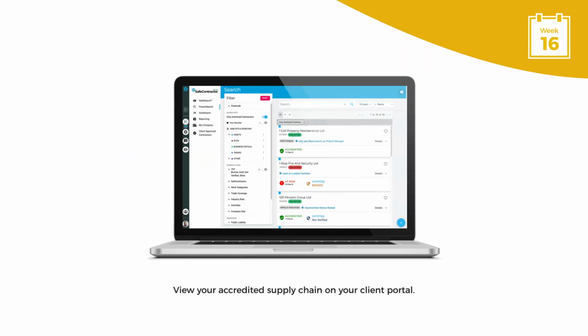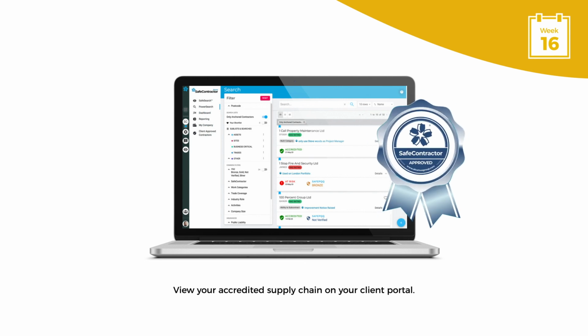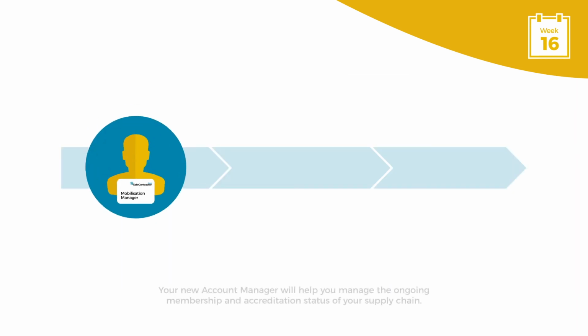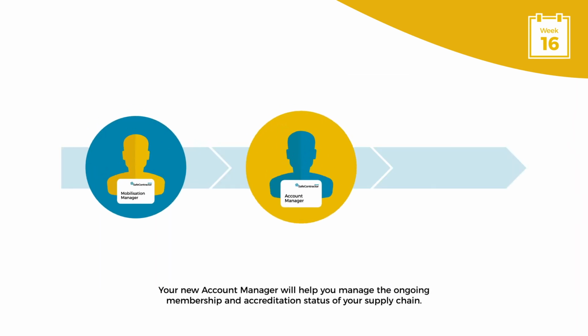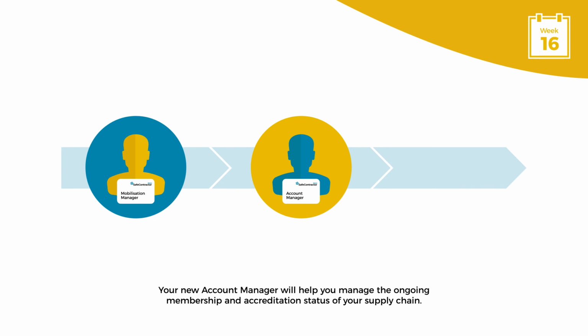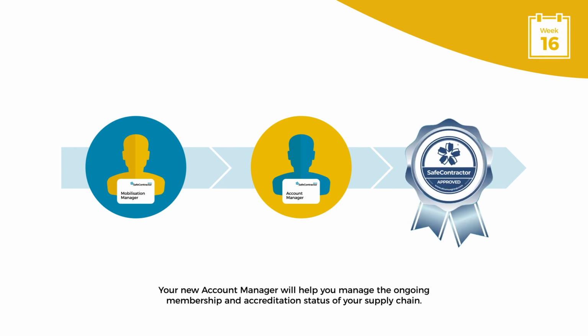Once the accreditation process has been completed, you'll be able to view your new certified supply chain on your client portal. Your Mobilisation Manager will now pass the management of your account to your new account manager. They will help you manage the ongoing membership and accreditation status of your supply chain.